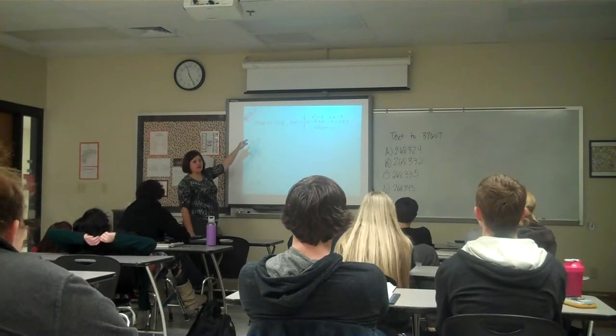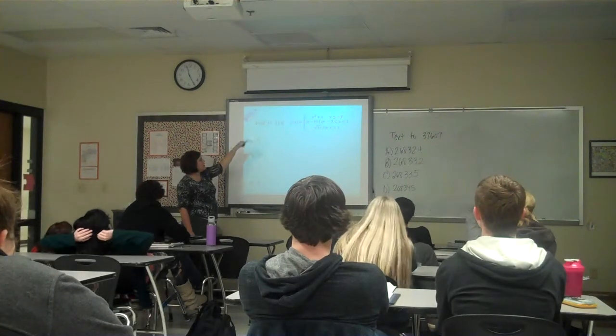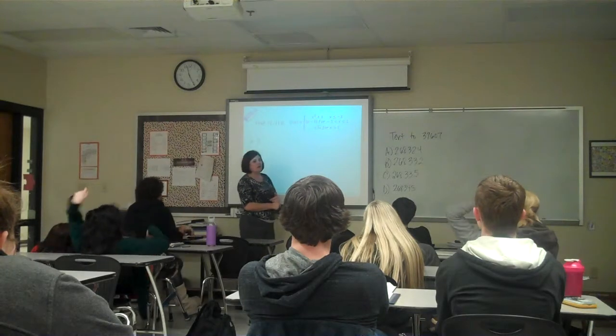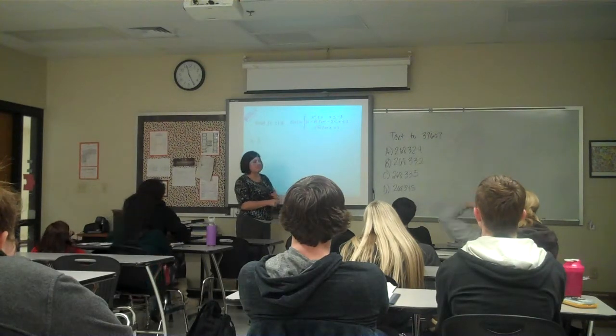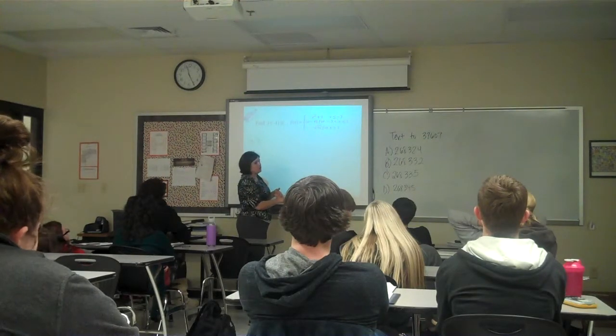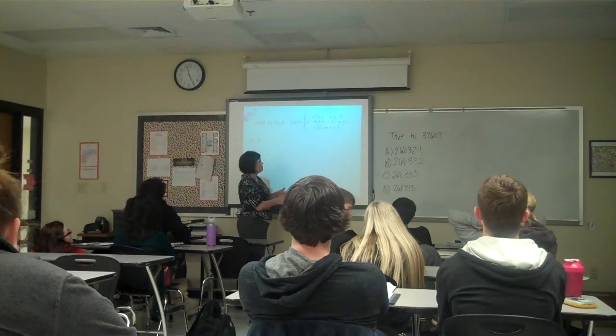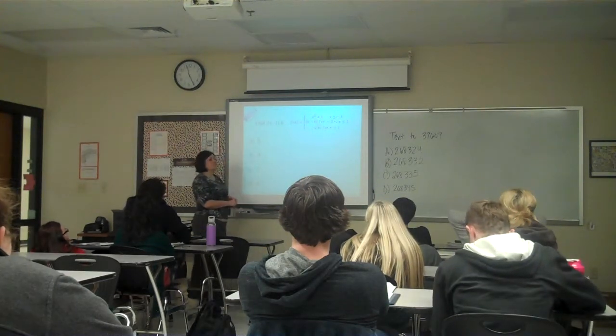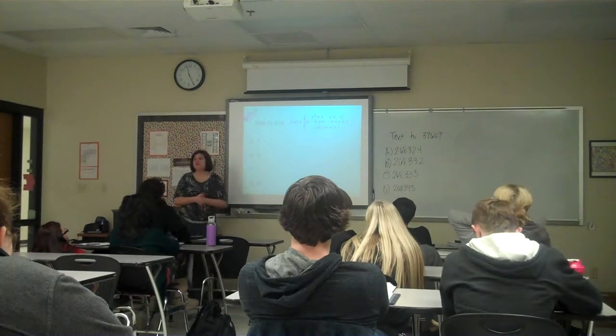Find f of -1 if f of x equals x squared plus 1 if your x value is less than or equal to -3, the absolute value of x minus 6 if your x is between -3 and 1, and the square root of 3x if your x value is greater than 1. So find f of -1. Go.